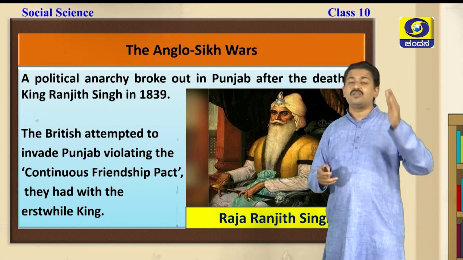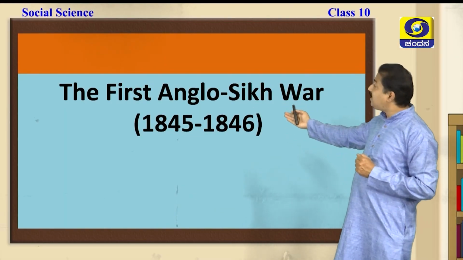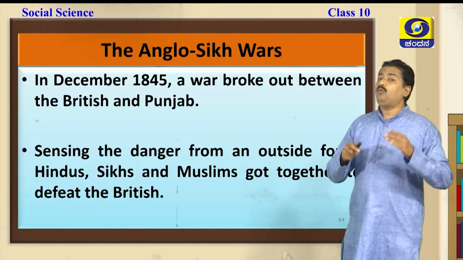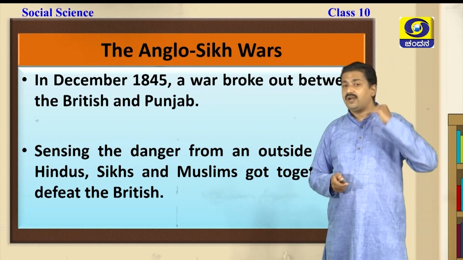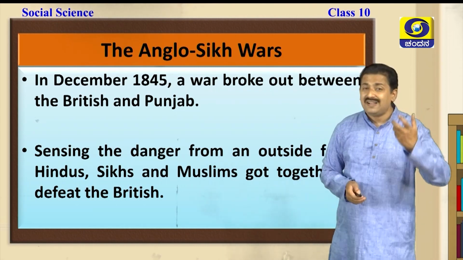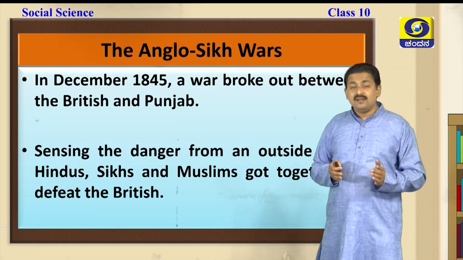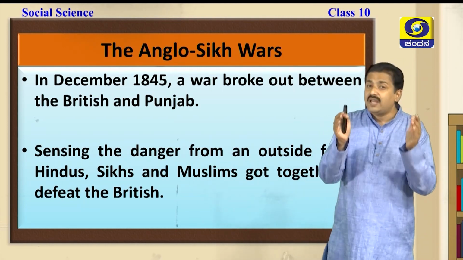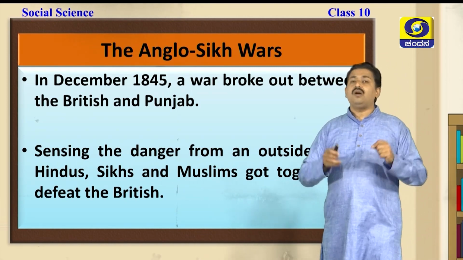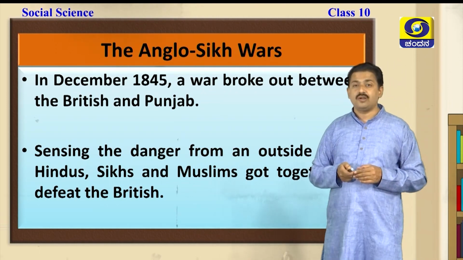Now, let us discuss the First Anglo-Sikh War. The First Anglo-Sikh War started in the year 1845 and ended in 1846. What was the reason for this? Dear students, I tell you, Raja Ranjit Singh's wife Jindan was the caretaker or regent of the kingdom. Her son Raja Dulip Singh was taking care of the administration. And there was a prime minister called Lal Singh who was also in charge of administration.